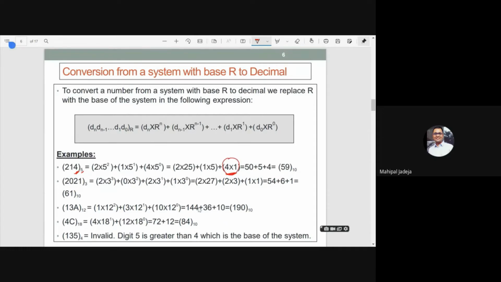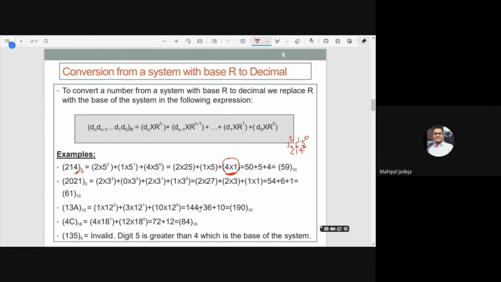Now I will increase the power of 5. I can write 214 like this: the 4 corresponds to 5 raised to 0, the 1 corresponds to 5 raised to 1, and the 2 corresponds to 5 raised to 2. In every step, I multiply the digit with the corresponding power, and then I add all these three terms.